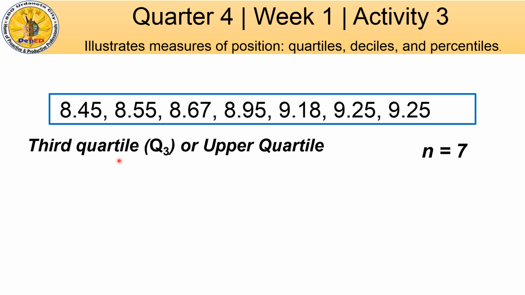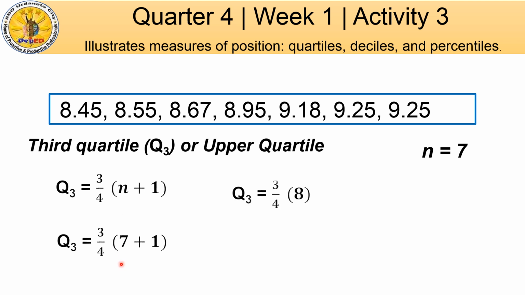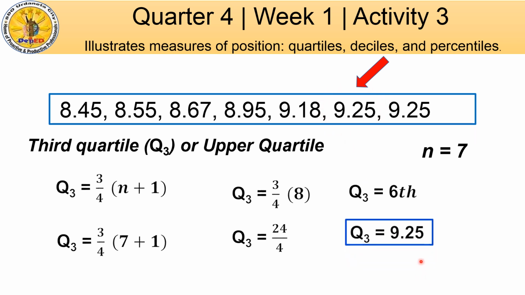Let's now solve for the third quartile, Q3, or the upper quartile. Using the formula for the position of the third quartile, that is Q3 equals 3/4 times the quantity of n plus 1. Replacing n by 7, that is equal to 3/4 of 8, multiplying 3 by 8, so we have 24 divided by 4. And for your quartile 3 position, it is located at the sixth data: 1, 2, 3, 4, 5, 6. And this will represent your quartile 3, which is 9.25.